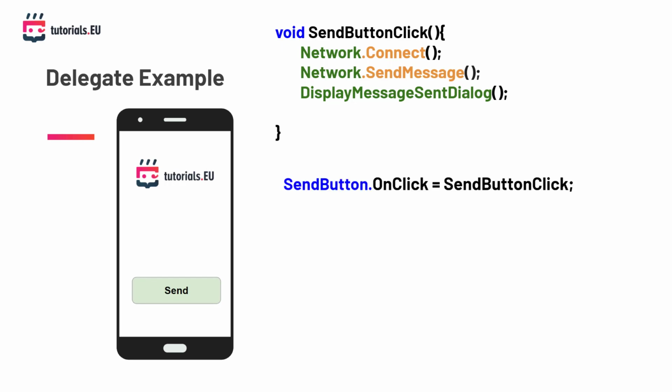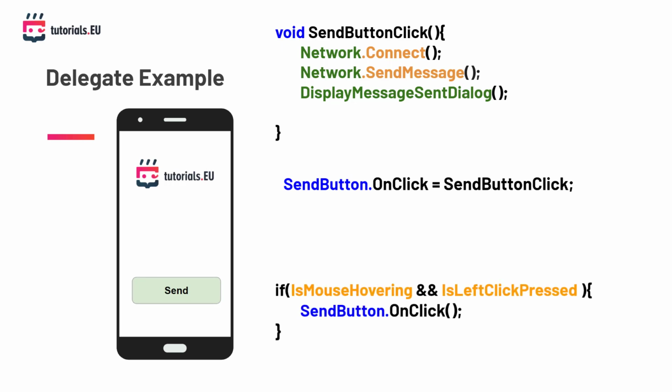To fix that, they need to assign their method to our OnClick delegate that belongs to the button object. Note, we wrote our method name without the brackets because we're not calling it, we are just storing its reference in the OnClick delegate. Now under the hood in our UI system, if the mouse was hovering over the button and the mouse was clicked, our UI system will call the OnClick delegate of our sendButton, which will in return call any methods that were assigned to it. In this case, it will call the sendButtonClick and the message send dialog will be displayed.